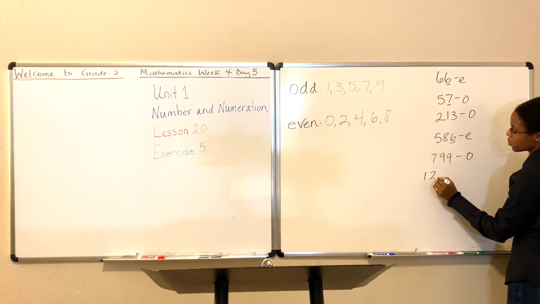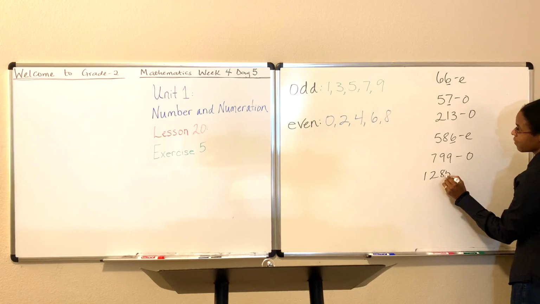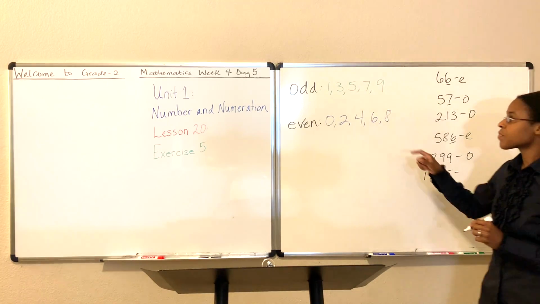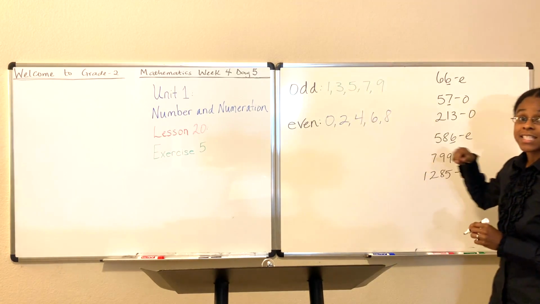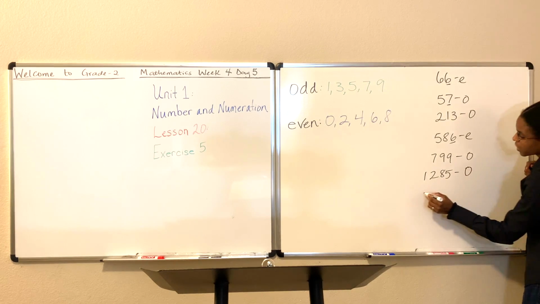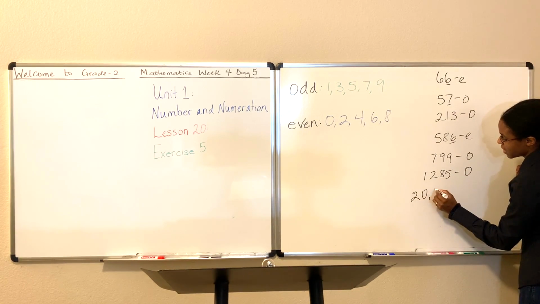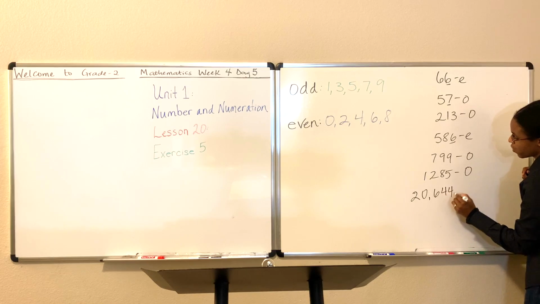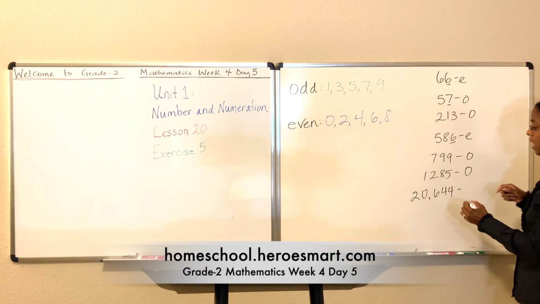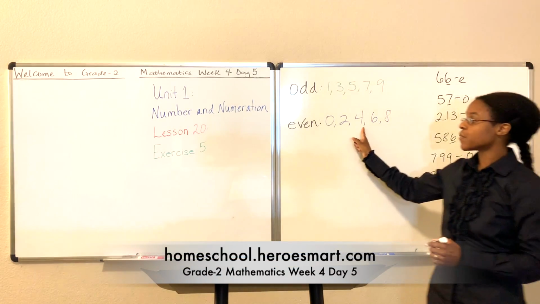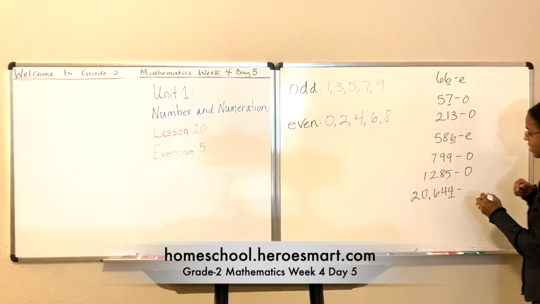What if I were to give you the number 1,285? Is that odd or even? That is going to be odd because it ends in a 5. Can you see that? What if I were to give you the number 20,644? Is that odd or even? Look at the final digit. That's a 4. Is 4 even? So this is an even number.